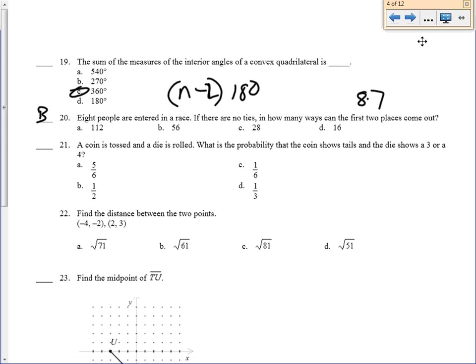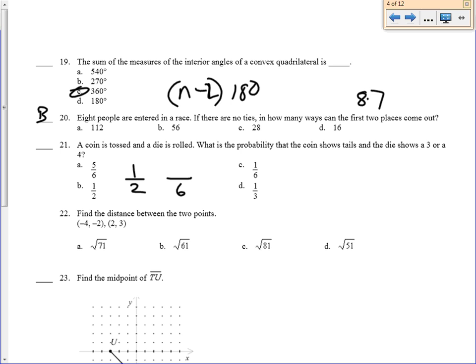Pick up at 21. I'll stop at 30. A coin is tossed and a die is rolled. There's two things that's happened when you toss a coin. How many things can happen? Two. So one of your probabilities is going to be something over 2. When you roll a die, 6. So something's going to happen here 6 times. It says, what is the probability that the coin shows tails? So there's 1 out of 2. So there's 1/2, 50%, 0.5.